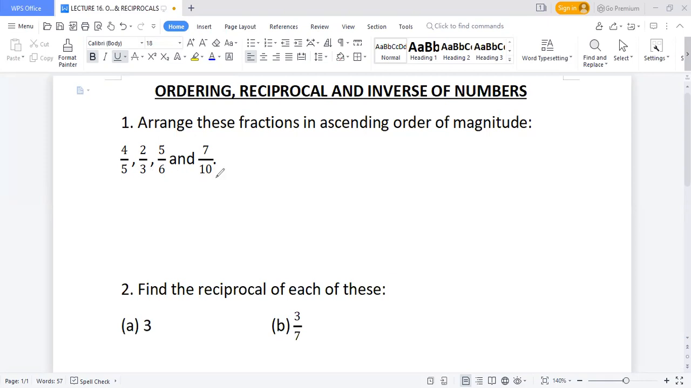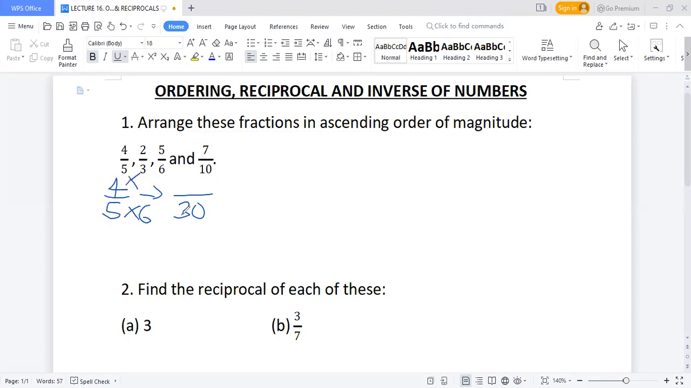For the purpose of the pupils just joining us, go back to the previous videos and watch how to find the LCM of numbers. So you see how to find the LCM of 5, 3, 6, and 10. How it is 30. So in that case, if you have 4 over 5, for the denominator to become 30, what do you use to multiply 5 to become 30? It is 6.